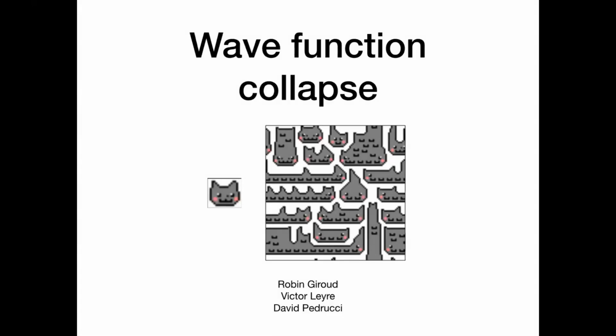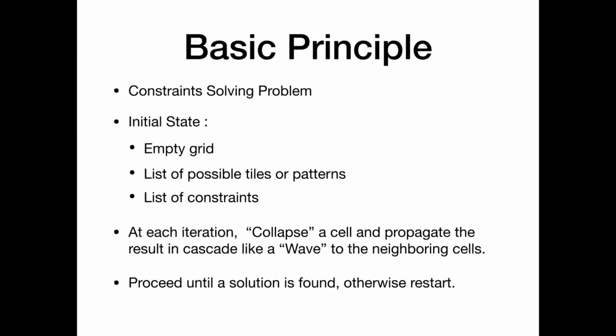Hello everyone, we are going to present our project, which was to implement the wave function collapse algorithm. The problem this algorithm solves is a constraints problem. The basic principle is that we want to fill a grid of cells where each cell can initially be any tile or pattern, and we want to find a combination that respects a given list of constraints. The algorithm proceeds iteratively, where at each step it collapses a cell and assigns it to a given tile or pattern, and then propagates the result to the neighboring cells, which update the remaining possible tiles to still satisfy the constraints.